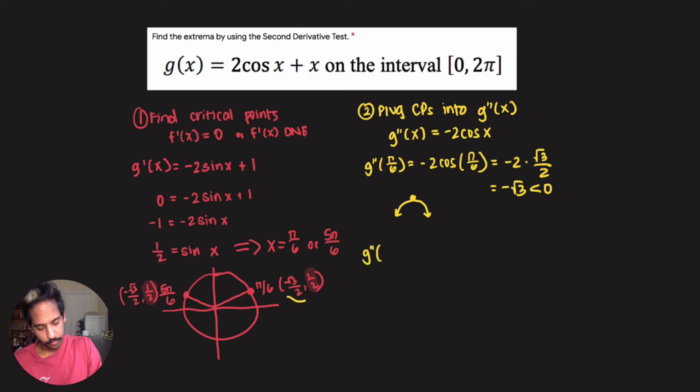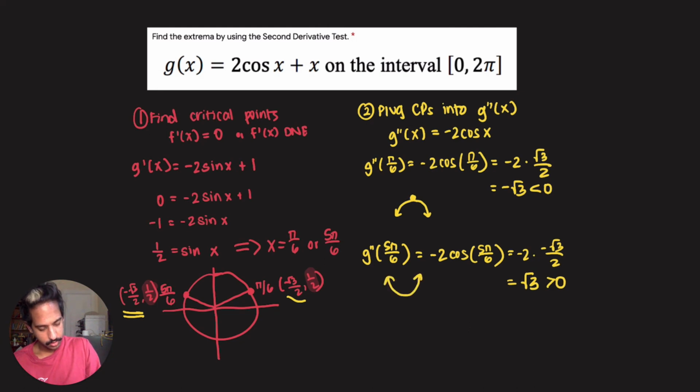We want to do G double prime of 5 pi over 6, which is equal to negative 2 cosine of 5 pi over 6. Again, great that we already found it because we see cosine of 5 pi over 6 is negative root 3 over 2. So this is negative 2 times negative root 3 over 2, which, because negative times negative, gives us positive root 3, which is greater than 0. So we have a situation like this, where it's concave up. And so that tells us we have a minimum.